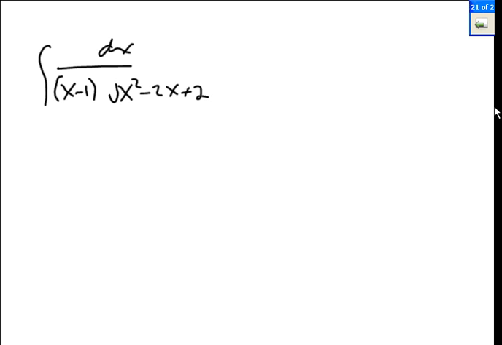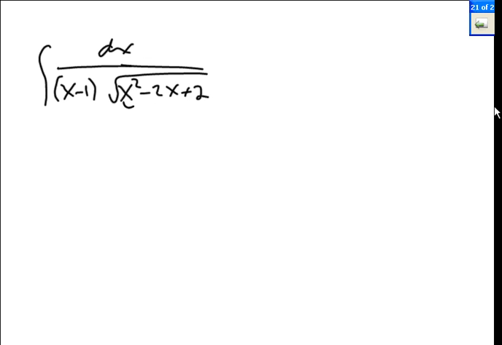Okay, let's try some of these harder looking integrals. Suppose you have dx over x minus 1 times the square root of x squared minus 2x plus 2. Suppose you have this integral.